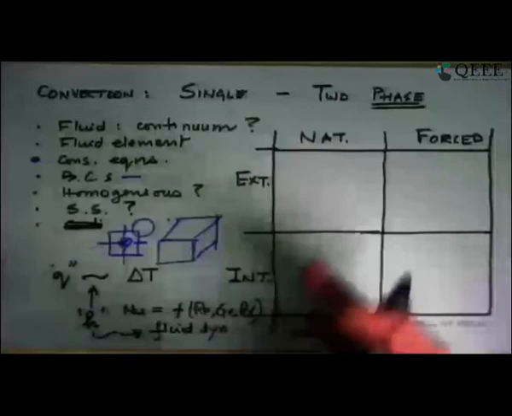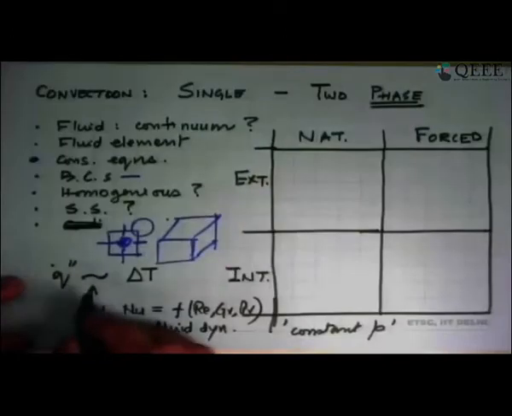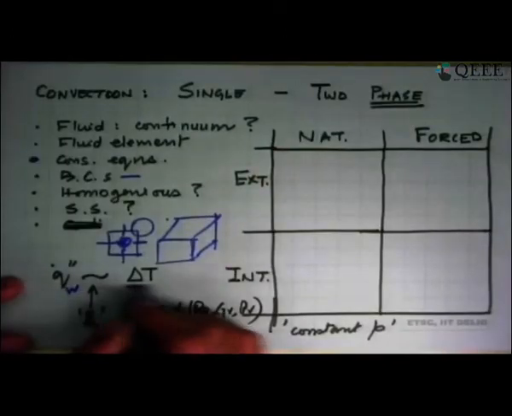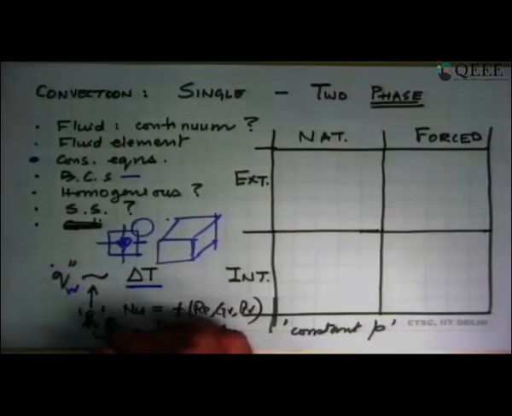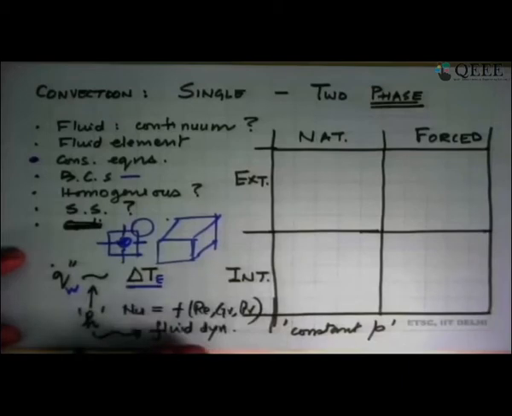So these are all the complexities that come in, and the bottom line is that the relation between q dot double prime at the wall and delta T, which is the difference between the surface temperature and the fluid temperature, sometimes we call this the excess temperature.